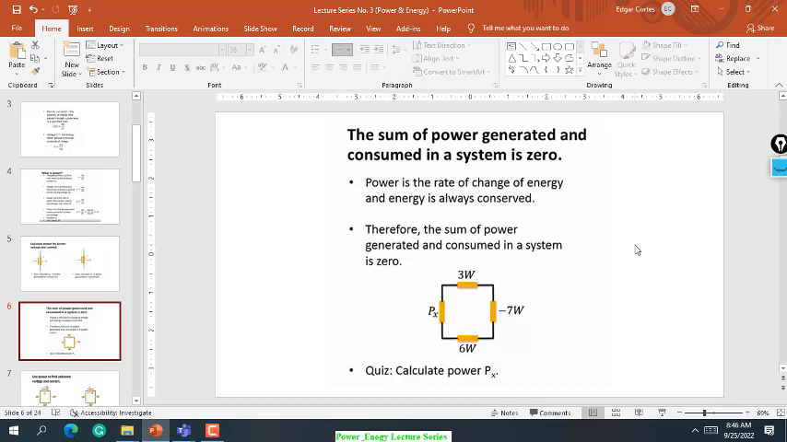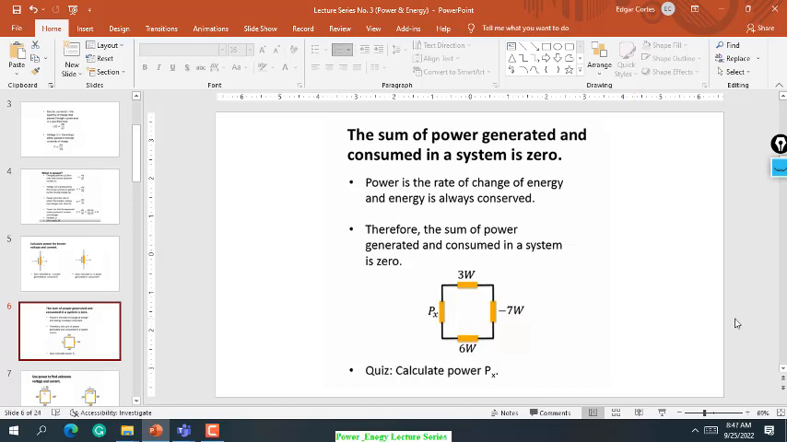So, there's what we call energy consumption, and what that electrical energy is being transformed to. If it's a light source, it transforms to light, or heat. If it's a TV, it again transforms to heat through consumption by the different electronic parts in your TV, your cell phone, or your computer. So that is what we call energy. Therefore, the sum of power generated and consumed in a system is zero.